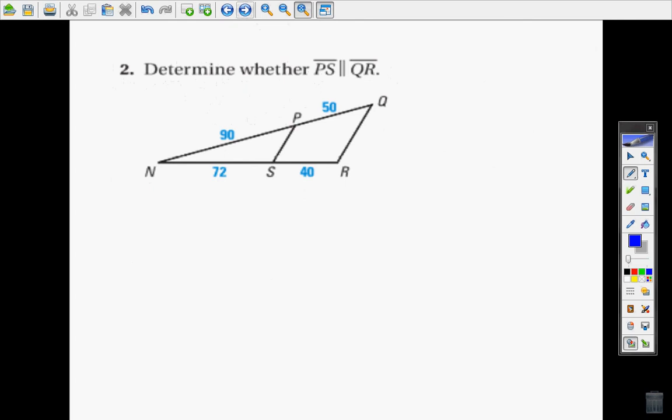So here's a problem for you to do. If you want to take a minute, you can pause this and see if you can prove that it's true or false.